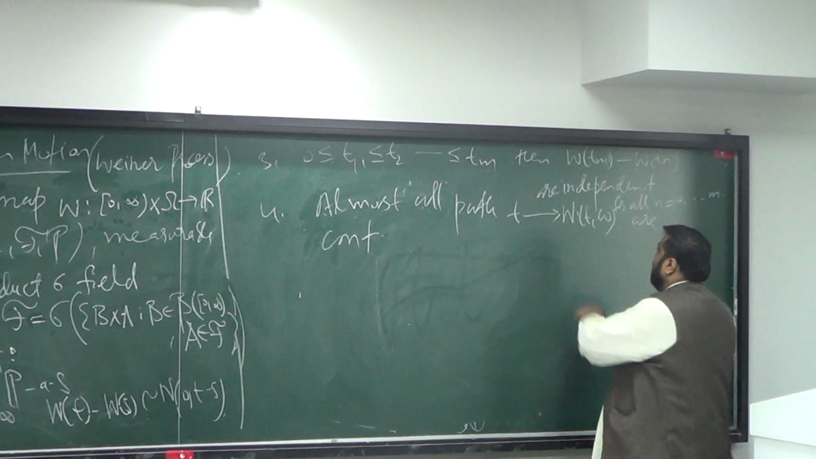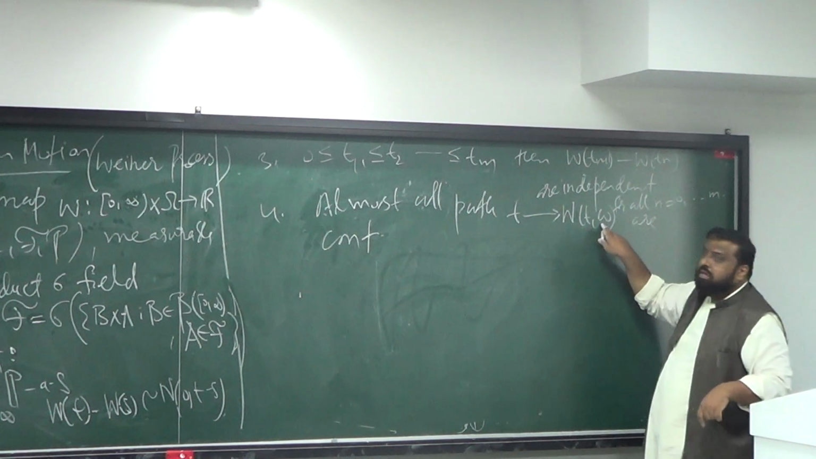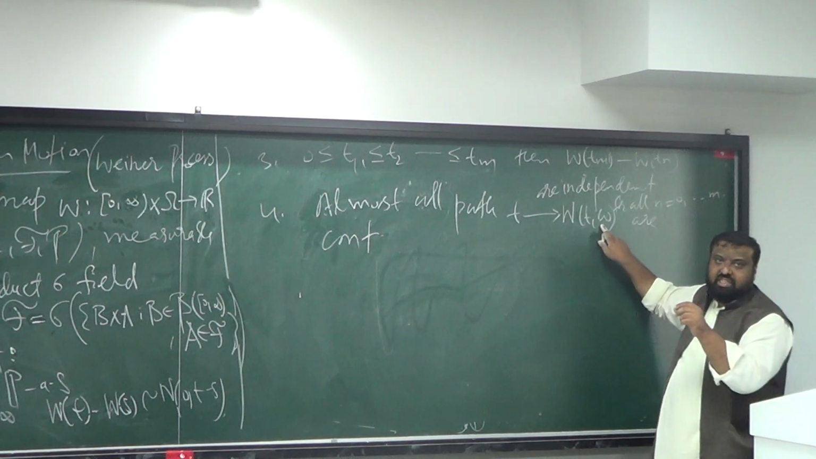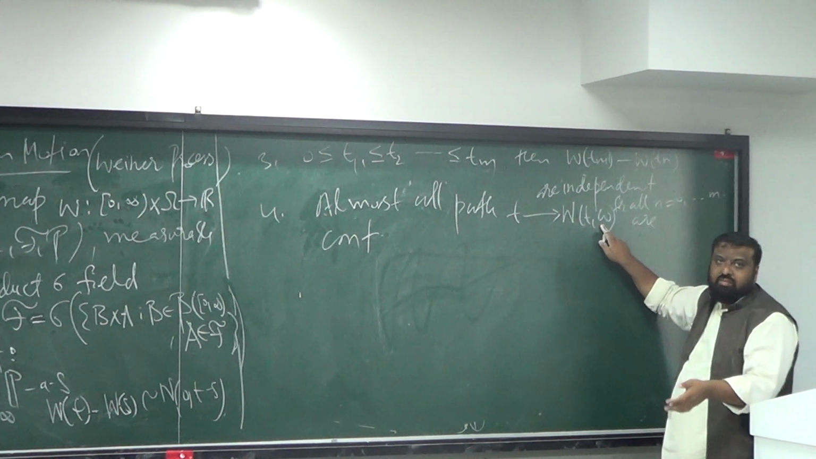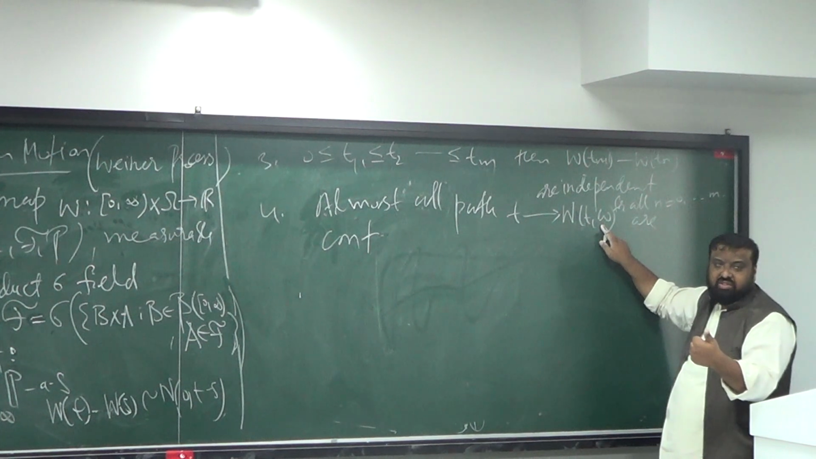So I'm saying fix a path omega. Imagine you fix a trajectory, and you just see its variation with respect to time. Omega is fixed, the time is varying.